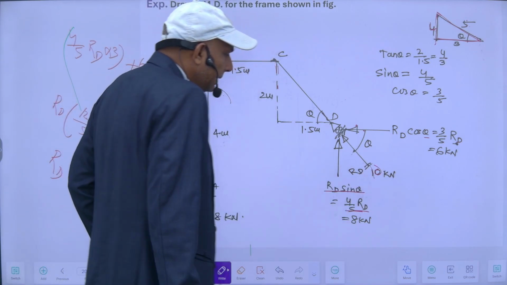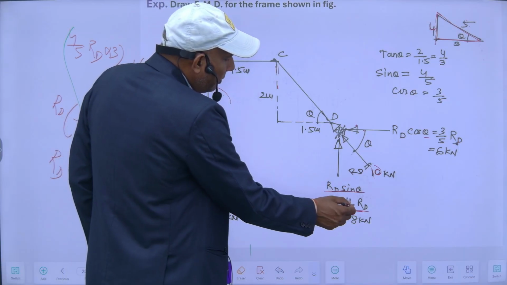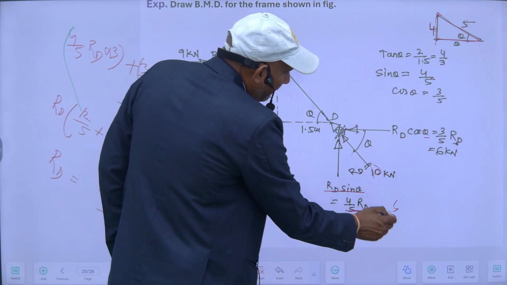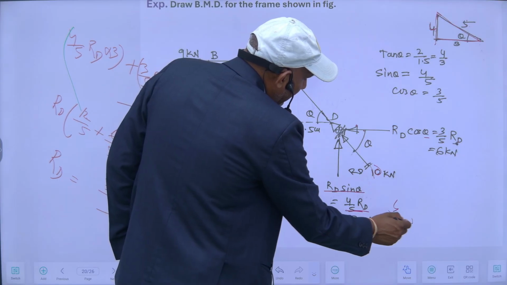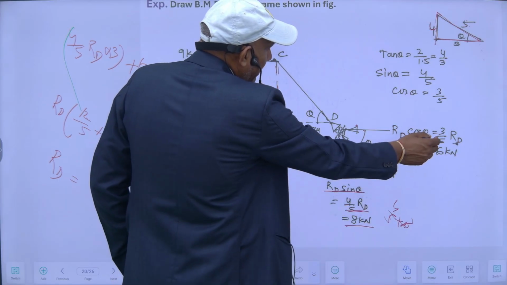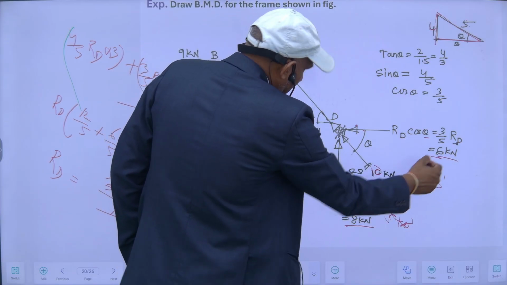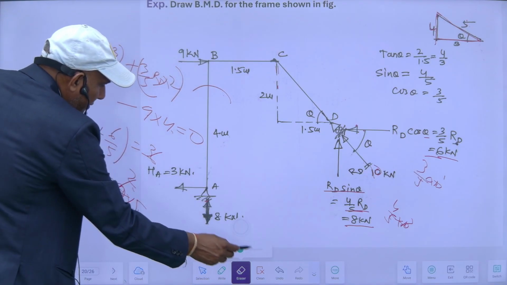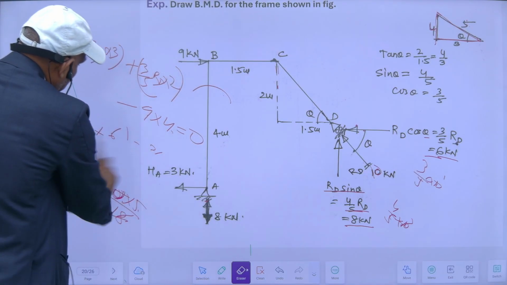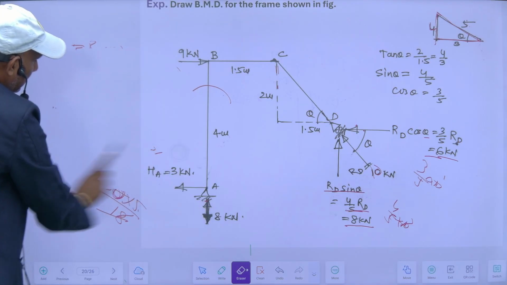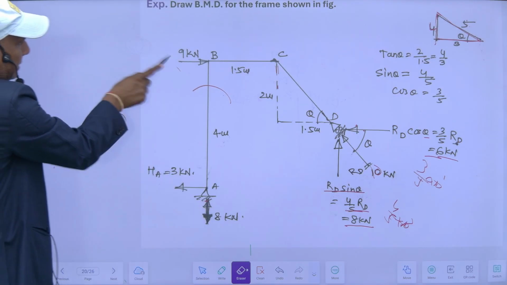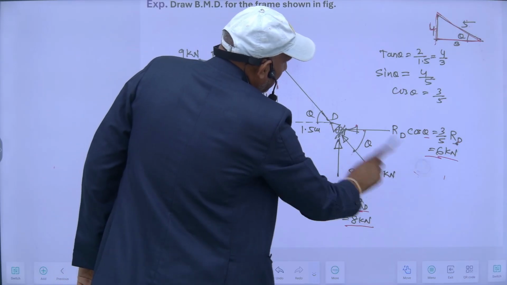So if this is 10 kilonewton, then this is 4 by 5 of Rd, so 4 by 5 of 10 is equal to 8 kilonewton. And this will be 3 by 5 Rd, meaning 3 by 5 of 10 is equal to 6 kilonewton. So these are my reactions. Now I can easily draw its bending moment diagram.